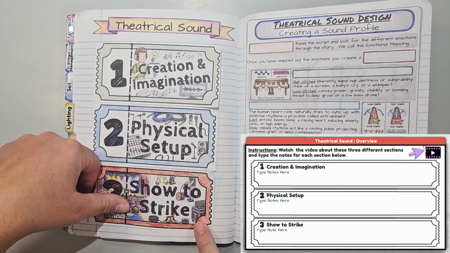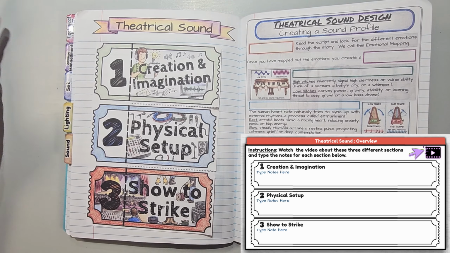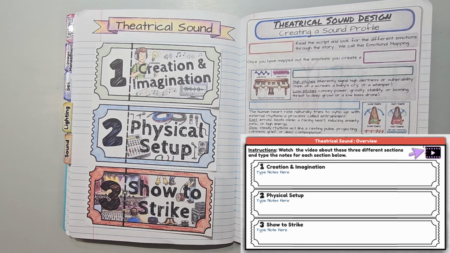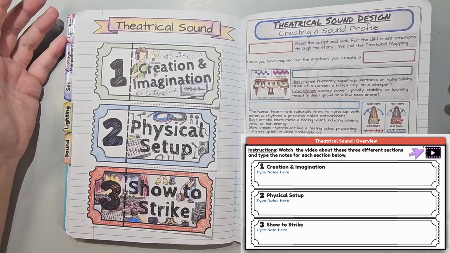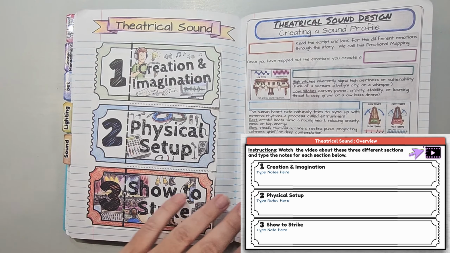I don't go too much into strike with Tech 1 because my Tech 2 kids kind of do that, and then my Tech 1 kids follow behind them or get assigned a person. So oftentimes they will kind of learn the strike part by doing. But I do go into it a little bit.